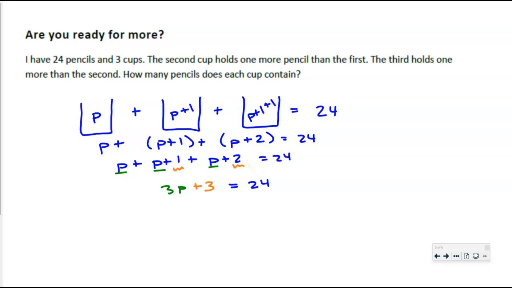Very simple equation now. I'm going to subtract 3 from each side. That leaves me with 3p, which is equal to 21. And my final solving step, I will divide each side by 3. And that's how I get p is equal to 7. How much does each cup contain? Well, this one contains 7. This one contains 7 plus 1 for a total of 8. And this one contains 8 plus 1, or 7 plus 1 plus 1 for a total of 9 pencils.